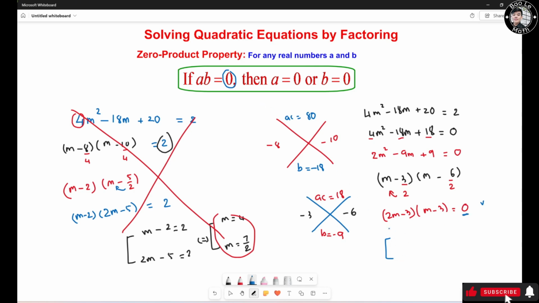So you have 2m minus 3 equal to 0, and m minus 3 equal to 0. Now to solve this one, you just add 3 to both sides and divide both sides by 2, so m equals 3.5. And then add 3 to both sides, so m equals 3. So you have two solutions, 3.5 and 3.